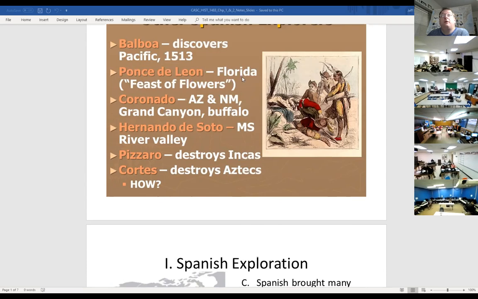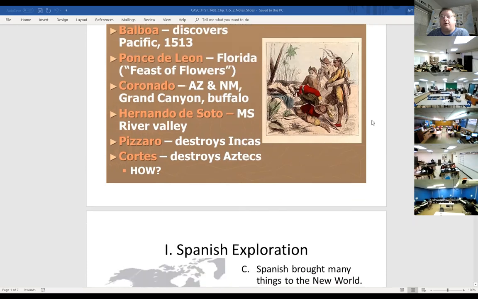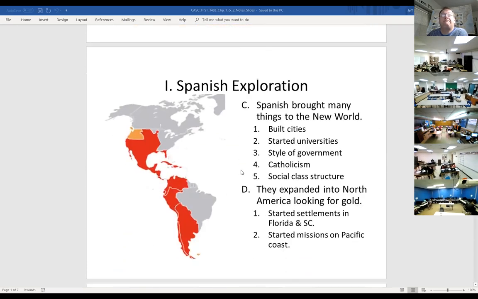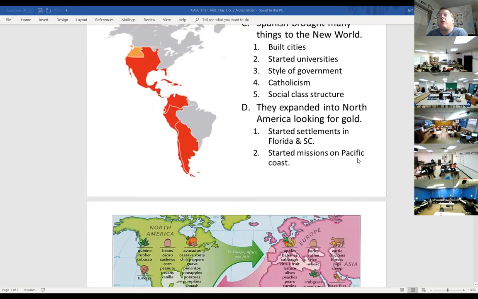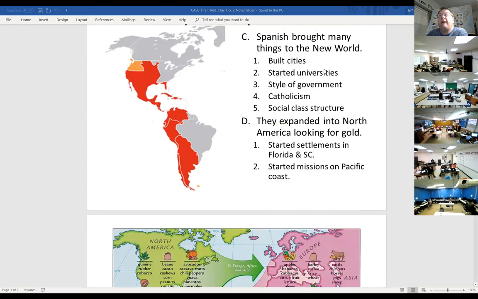Ponce de Leon discovered Florida and explored that coastline of it. Are we good to move on? Everybody have this?